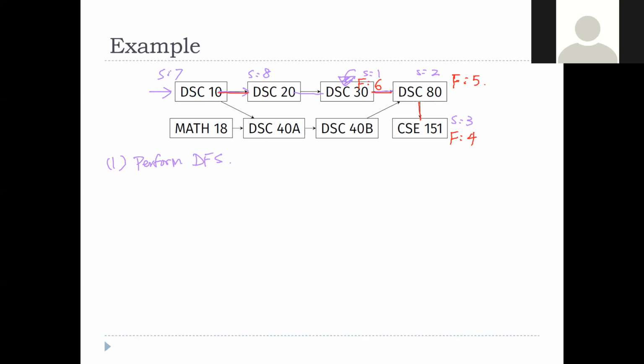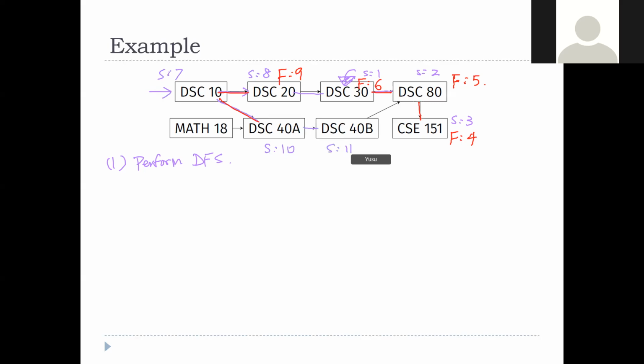We come back, and there's no new neighbor of DSC 20, so our finishing time is 9. We're done with this, and we go back to its predecessor, DSC 10. It still has another neighbor, which is DSC 40A. Now we discovered a new node, and the starting time is 10. From here, we discover DSC 40B.